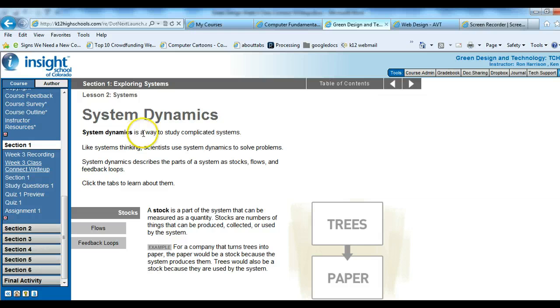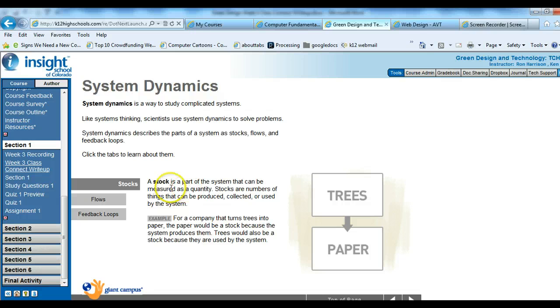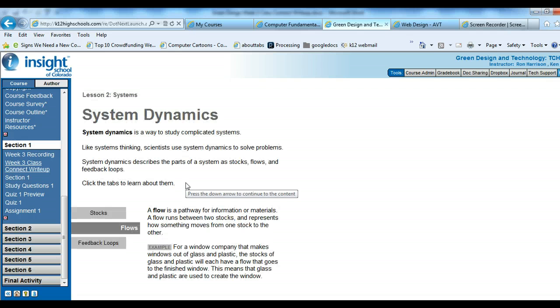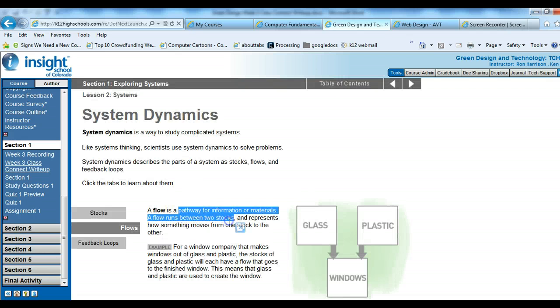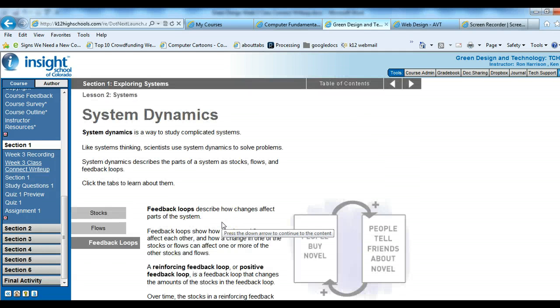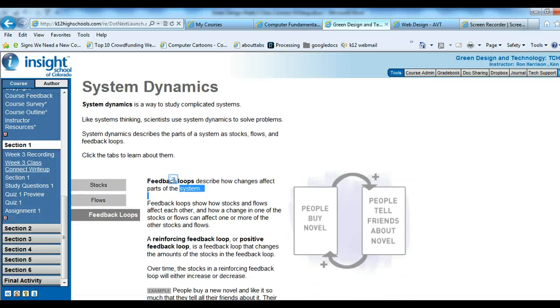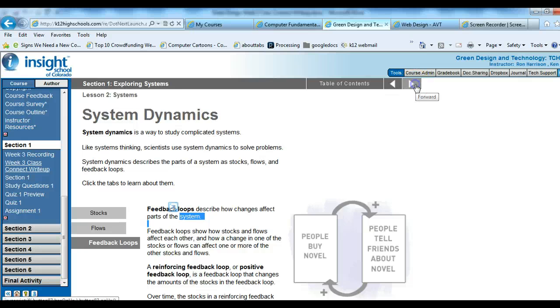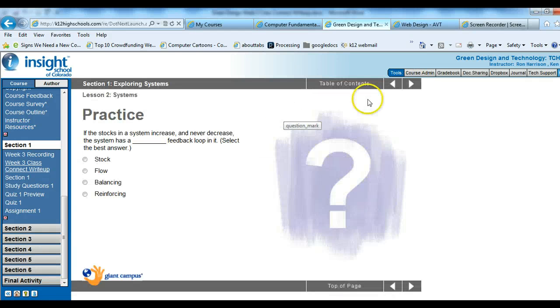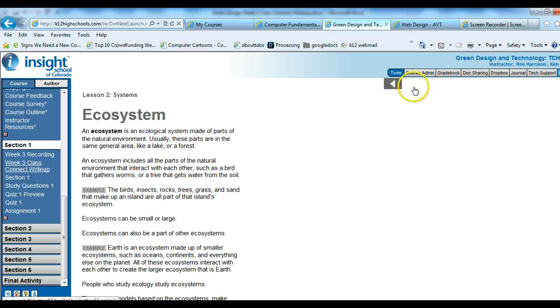So system dynamics is how systems work and studying how systems work. So go through it so you can see, stock is a part of the system that can be measured. The flows is the pathway or how things run within the system. And then finally the feedback loop, and that tells you how things were changed throughout that system. So the effects of what that system did. Practice activity, go through that.